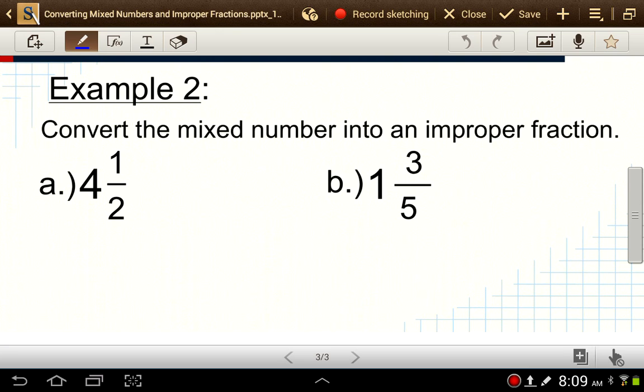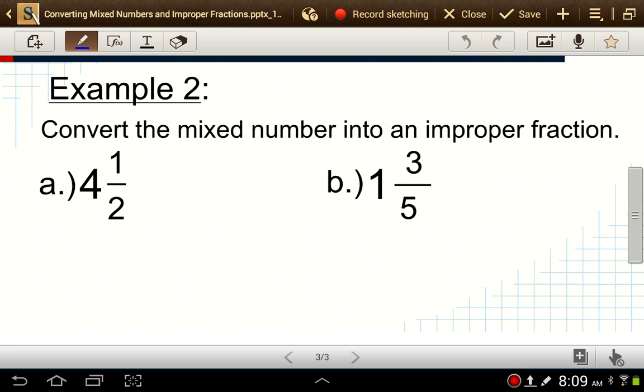In example 2, we're going to work the other way. We're going to convert now our mixed numbers into improper fractions. In example A, I have 4 1/2. In example B, I have 1 3/5. Okay, for example A here, I'm going to show this with a model again.